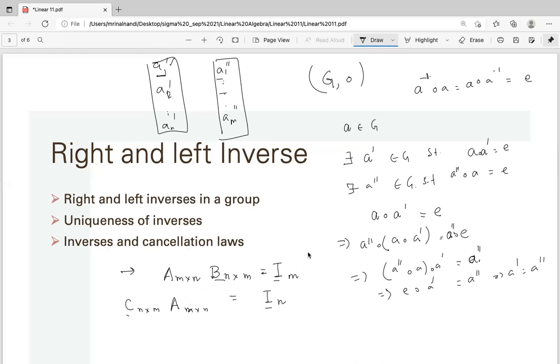So inverse actually means this whole thing: A inverse A is equal to A A inverse. So AB must be equal to BA. So it may so happen that AB is equal to IM and BA is equal to IN.